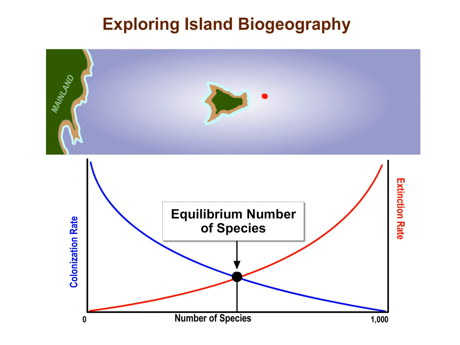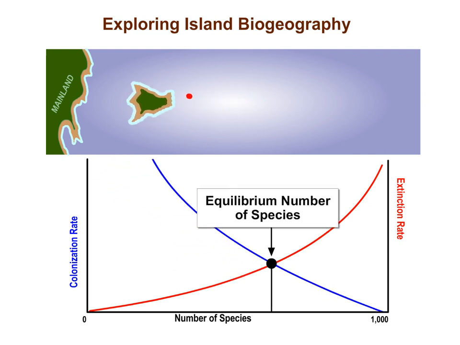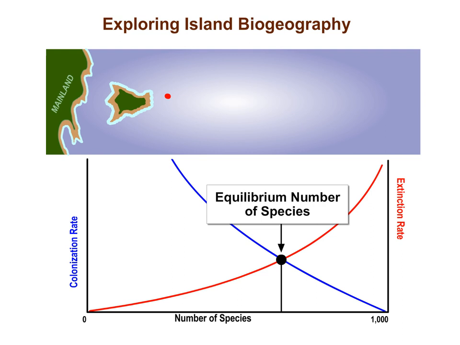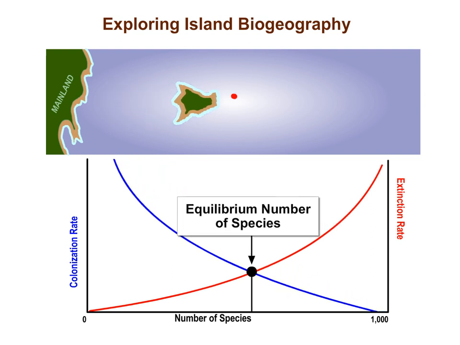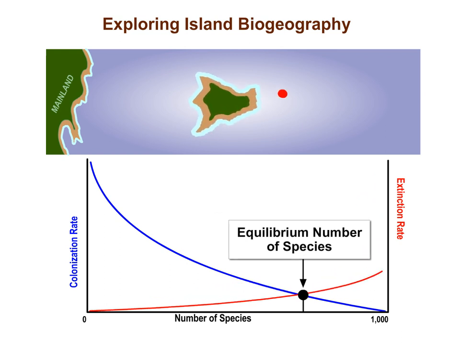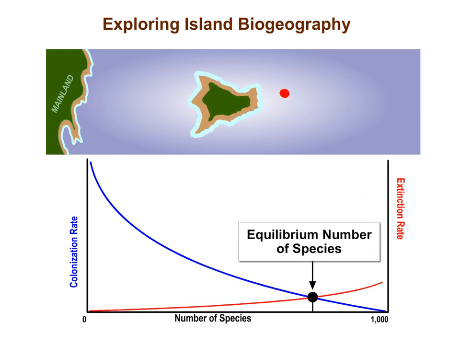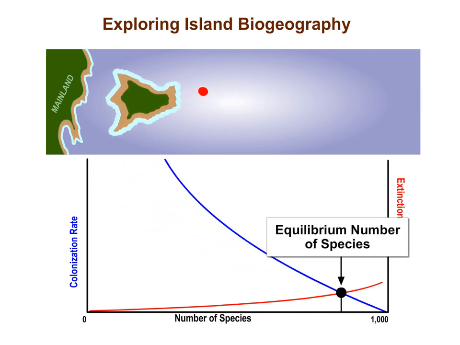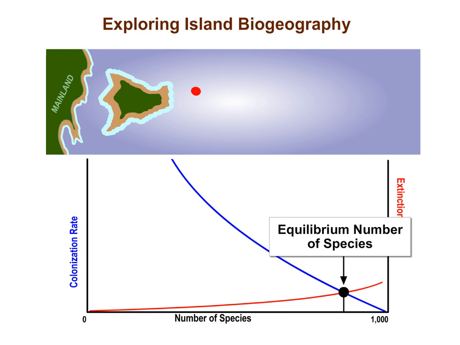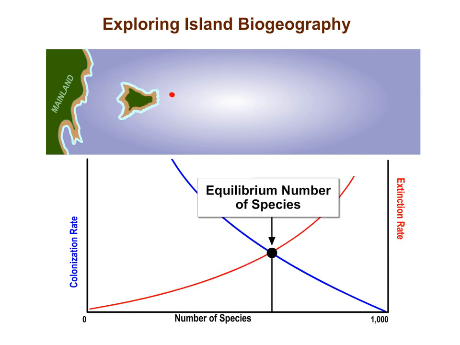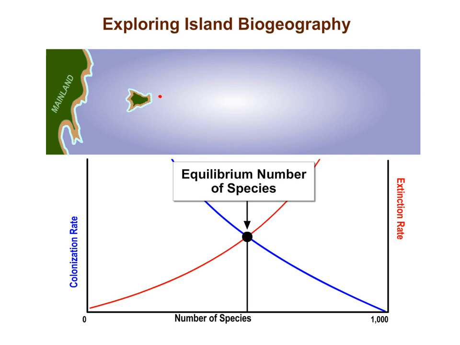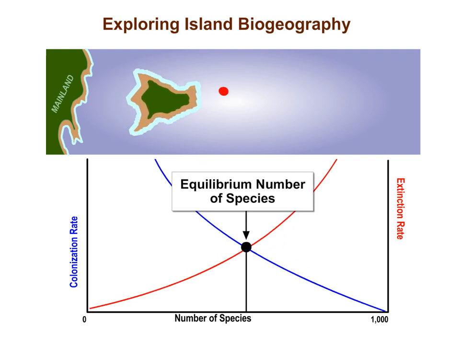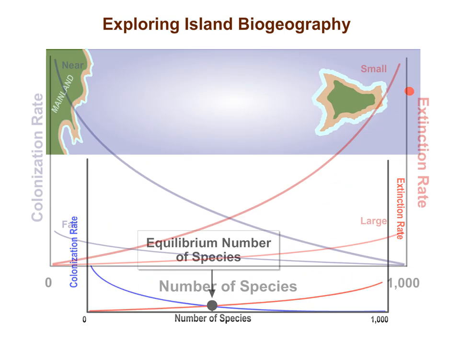Now let's see how colonization and extinction rates are influenced by island size and distance from the mainland. Islands closer to the mainland are more easily found. Therefore, the colonization rates for these islands are higher. Larger islands have more resources and a greater variety of habitats. Therefore, their extinction rates are lower. The highest expected species richness is predicted on large islands close to sources of potential colonists. The colonization rate is higher on near and small islands than on far and large islands.